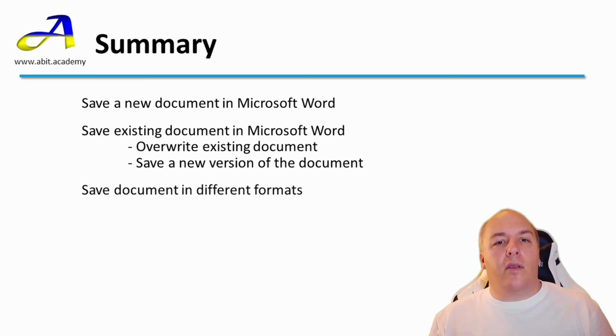We then looked at using the Save As option to save the file in a different format, either into an older format that older versions of Word can open, or into a portable document format, or PDF, which will allow most people to open but not edit the file. And finally, we looked at the options that we get when we try to close Word without saving a document that we've been editing.